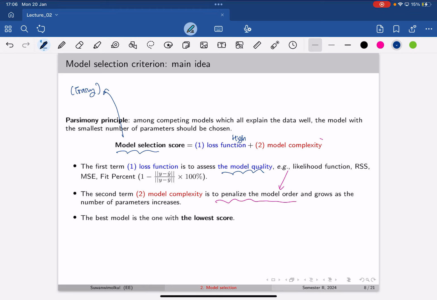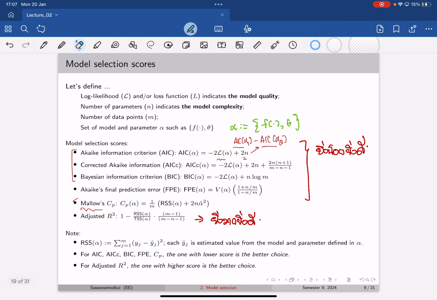And model complexity, of course, if your model is highly complicated, that means it requires high computation and possibly leads to high variance. And therefore, it's probably not an ideal model as well. So the best model should be the one with the low loss and the low model complexity. But usually you wouldn't get both. You usually get one or two. Usually life's like that. But anyway, we will see each of the scores.